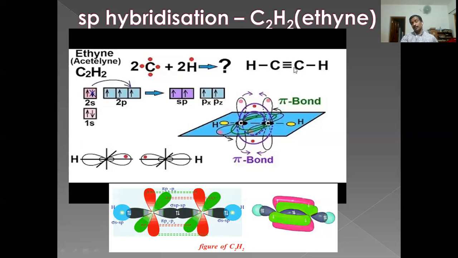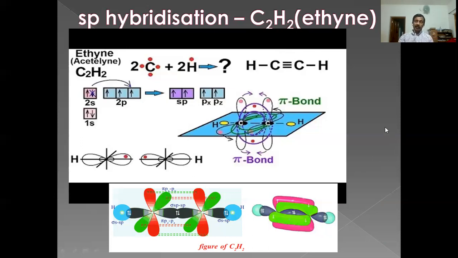So C triple bond C: one is a sigma bond, and the remaining two are pi bonds. Thus, the bond formation takes place, and here the bond angle will be 180 degrees. Here also the bond angle is 180 degrees.